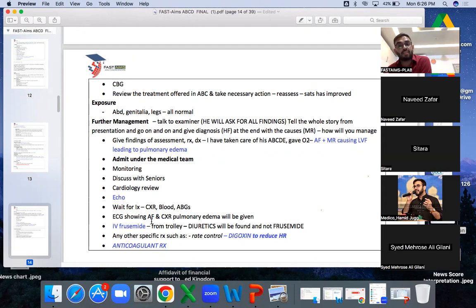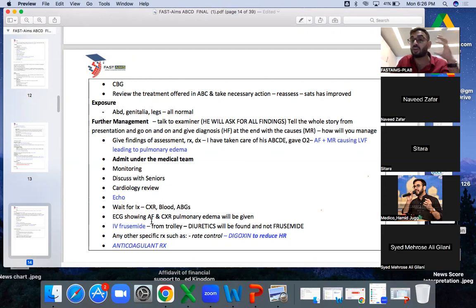After doing that management, you will give the IV furosemide, and you will be saying diuretics. You will go to the trolley, pick the furosemide and keep it with the patient. Or if it is still not improving because it is with the atrial fibrillation, you will give some support. What is that support? That is digoxin. By digoxin, we are making the heart pump more.